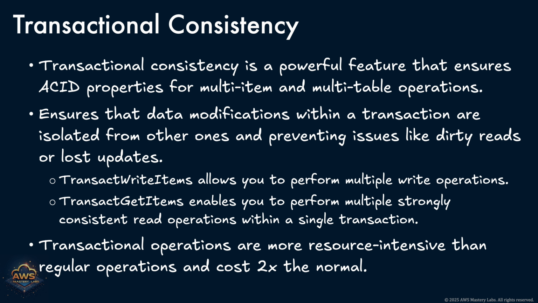Each transaction can include up to 25 items and can be up to 4 megabytes of total data. This means that large datasets or high-volume write operations may require splitting the transaction into multiple smaller ones. Throughput constraints. Transactional operations are more resource-intensive than regular operations. This can result in higher read and write capacity unit consumption, which may impact performance, especially for high-throughput applications. Also, transactions have stricter latency requirements compared to standard operations.